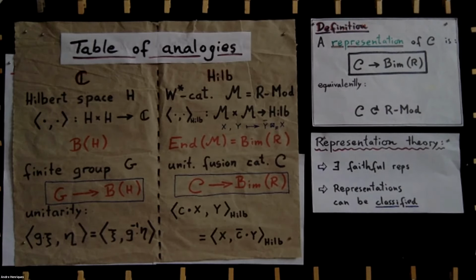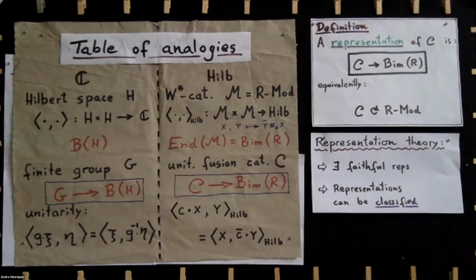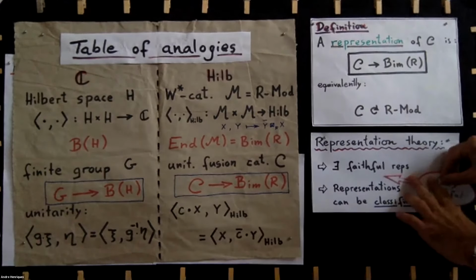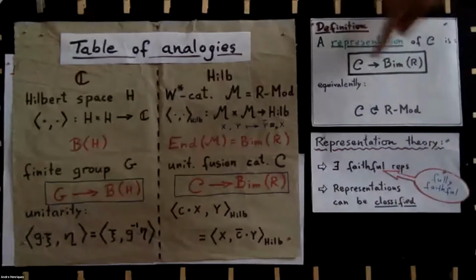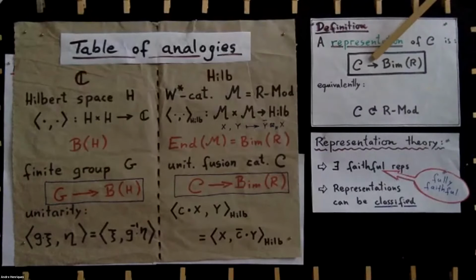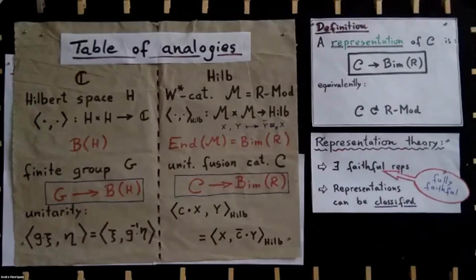And in this context, because we're in a categorical context, faithful really means something a little bit stronger than you might think. Really, it means that this functor here, this action, C goes to Bim R, should be fully faithful. So this is a property of the underlying functor, not of the tensor functor.